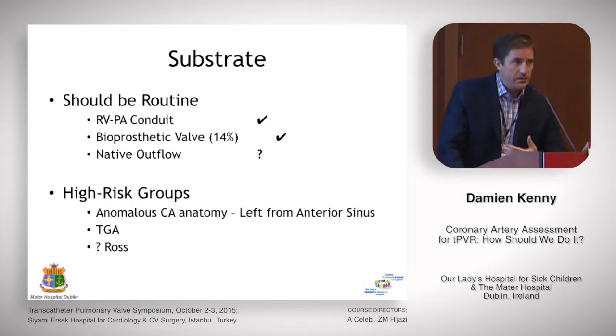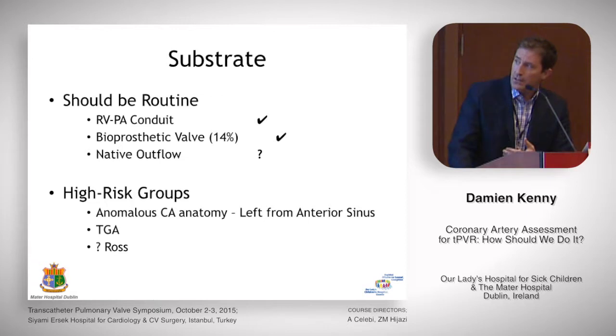And again, it's important to emphasize the high-risk groups: those with the anomalous coronary artery, those with transposition of the great arteries, and probably those with the Ross. 5.9% of patients with the Ross procedure had coronary artery compression, so a slightly higher prevalence than seen with the other substrates.